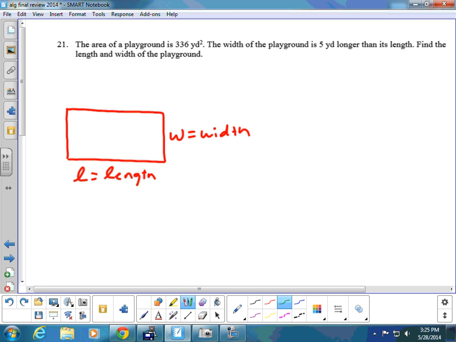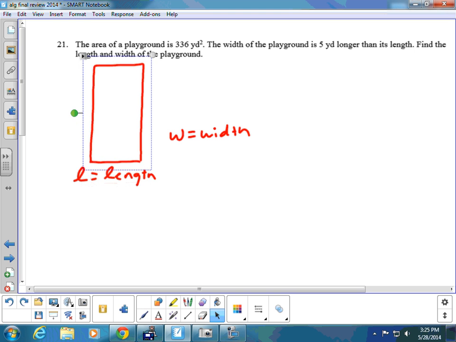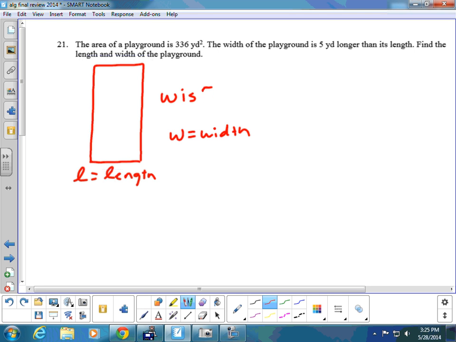The width of the playground is 5 yards longer than the length. So technically, yes, this thing should be turned on its side like this. Okay, because the width is longer than the length. So it says the width is. Well, the width is W, and if it's 5 yards longer than the length, the width is 5 yards longer than the length.